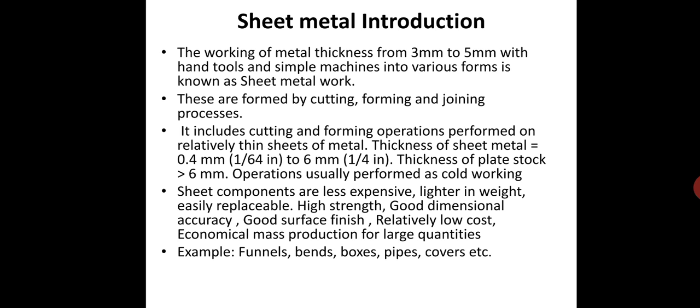Here, the thickness of sheet metal is 0.4 mm to 6 mm. If the thickness of the metal is greater than 6 mm, it is a plate. If the thickness of the metal is less than 6 mm, it is sheet metal. This is the difference between the plate and the sheet metal.